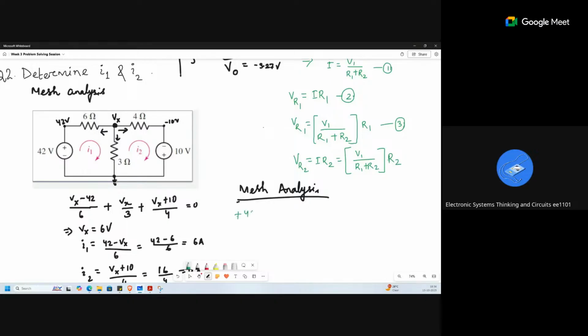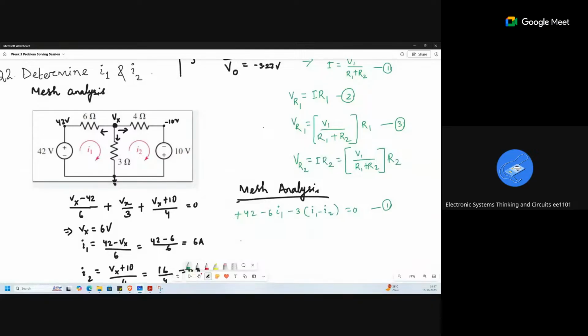Plus 42 minus 6 I1, then minus 3 bracket I1 minus I2. I1 minus I2, very good. Is equal to 0. Yes, nice. This is equation 1.